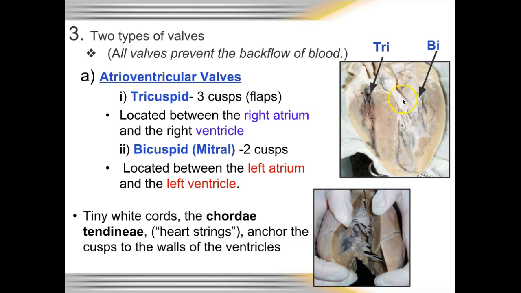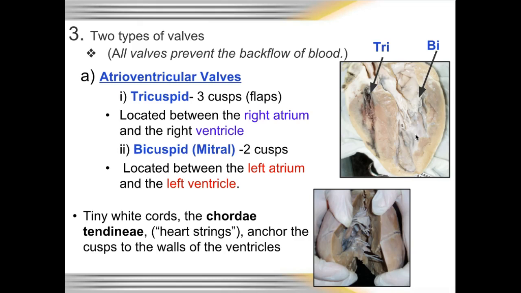On the left side, you only have 2 cusps. This one is called the bicuspid valve. Blood enters the left atrium, flows through the bicuspid and into the left ventricle. The bicuspid valve is more commonly known as the mitral valve. So I think if you have a valvular problem, it's more common to have a problem on the left side because the left is such a powerful pump.